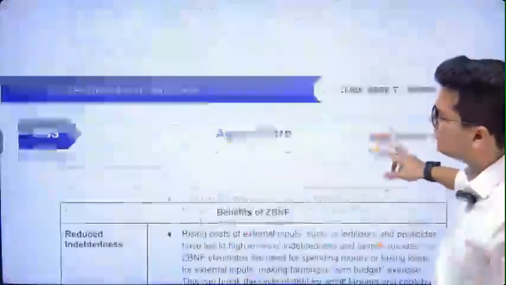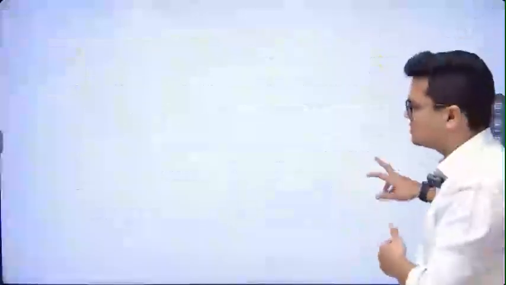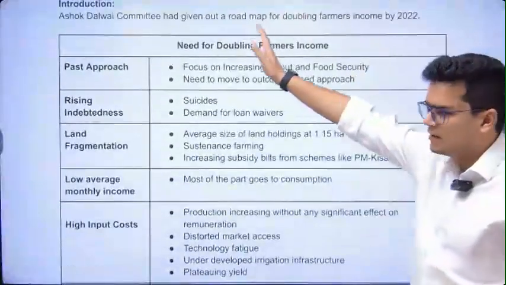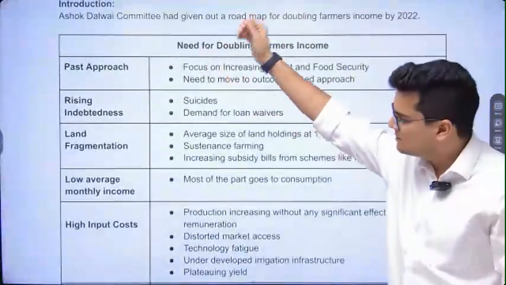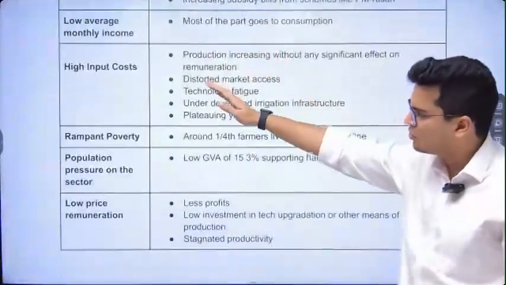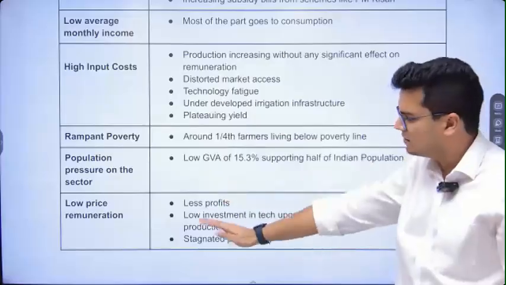It should not be a problem for you anyway, because you've also written an answer on it. And I will be repeating the same points if we go for doubling farmers' income. It is the same idea: input, production, and marketing. So there is a need for doubling farmers' income. Similar things that we've written: indebtedness, land fragmentation, high input costs, poverty, population pressure, low price realization.